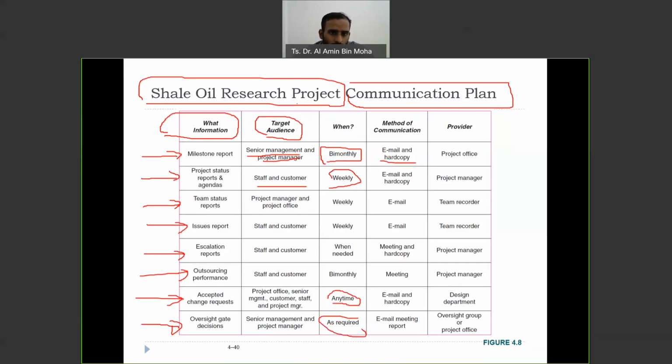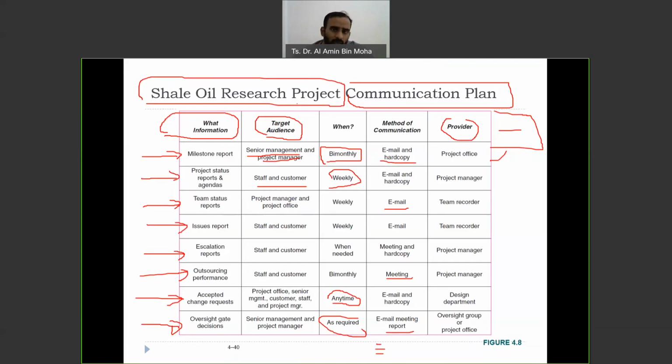How? Email and hard copy, only email, meeting. This is through meeting. This is email and meeting report. WhatsApp group. What else? Things can go up. And so who is going to provide that information? Okay, and you can add more if you think you have more information.